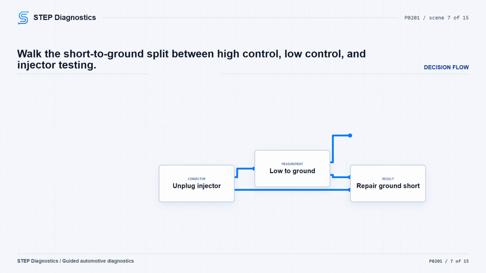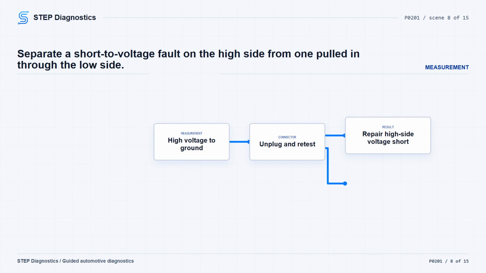If the high control circuit is now infinite, test the low control circuit to ground. Less than infinite resistance there means repair the short to ground in that circuit. If both sides are infinite at that point, the path leads you back to testing or replacing the fuel injector. If the first high control to ground resistance test was infinite, turn the ignition on and check voltage between the fuel injector high control circuit and ground. You are looking for less than 1 volt.